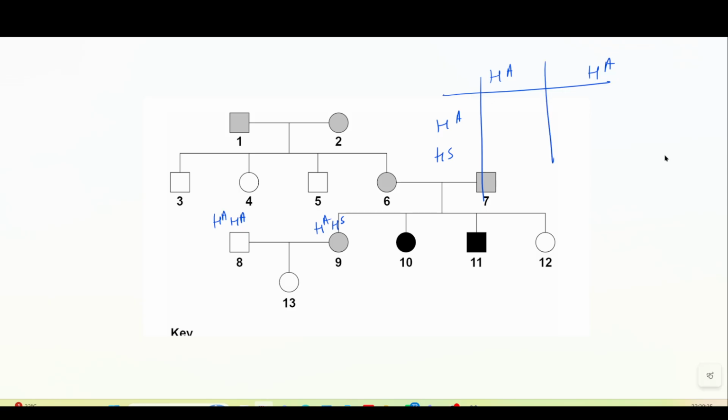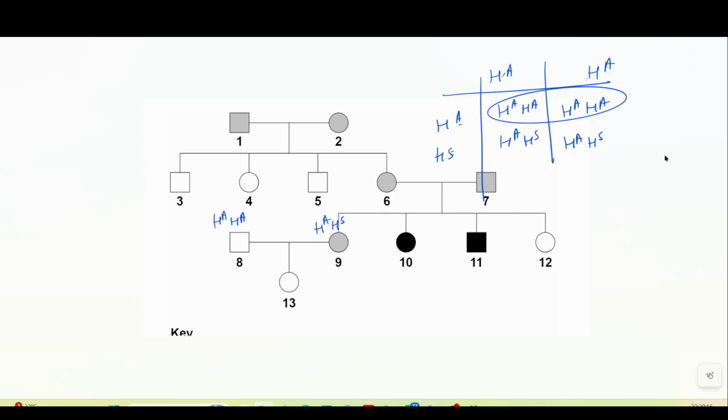If we cross these two, HA, HA, and these two will give me normal. Again, these two, if we cross, we get HA and HS. Here we get HA and HS. So basically, what we are getting is 1/4 is normal, right? Actually, it is 2/4. These two are normal, right? And so the probability of being a sickle celled girl, right?